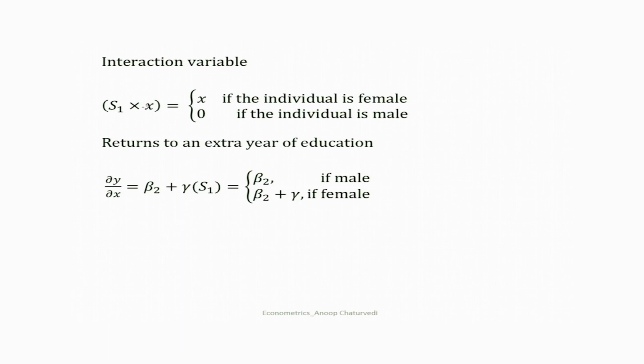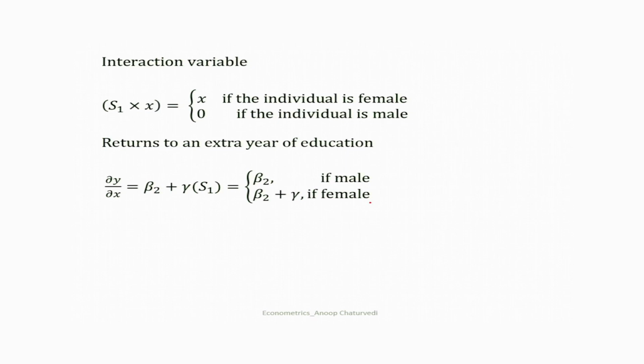So, this interaction variable s1 into x is equal to x if the individual is female, and it is 0 if the individual is male, and returns to an extra year of education. So, del y over del x is beta 2 plus gamma into s1. So, it is actually equal to beta 2 for the male and beta 2 plus gamma for a female.